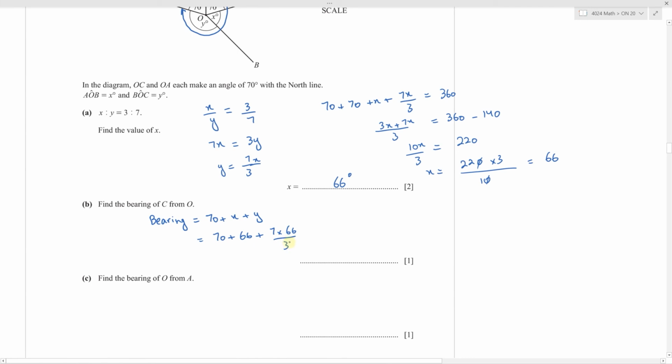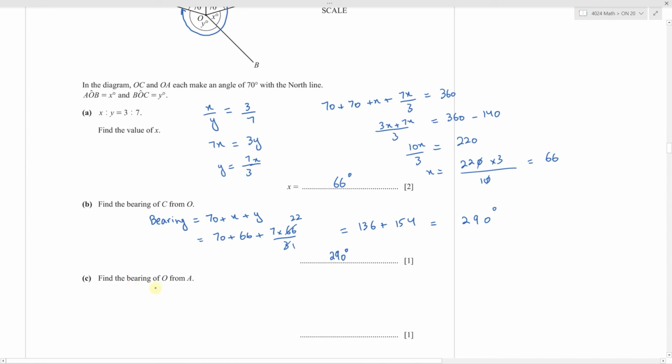So I can cancel this out. 3 ones are 3, 3 twos are 6, 3 twos are 6. So 70 plus 66 is 136, and then plus 7 times 22, which is 7 twos are 14, and then 154. So 136 plus 154 will be 290 degrees. So bearing of C from O is 290 degrees.